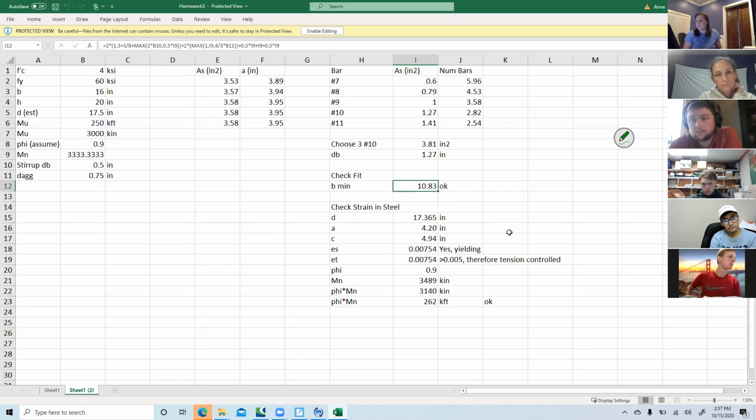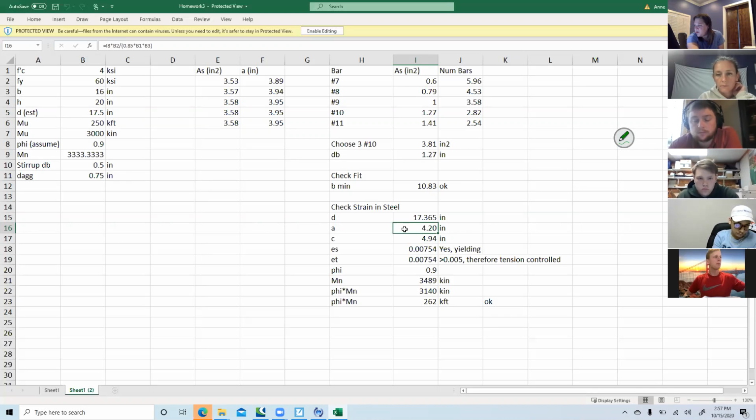Either way, it's fine because you need at least 10.83. We have a 16-inch wide beam, so probably yeah. By using IF statements, I love Excel way too much. So there's my d. My a was 4.2 inches. I checked that I was yielding. Since it's only one layer, the strain in my steel is equal to the extreme tensile strain. It's greater than 0.005, and I got a φMn of 262 kip-feet.